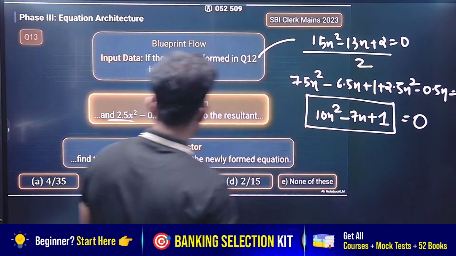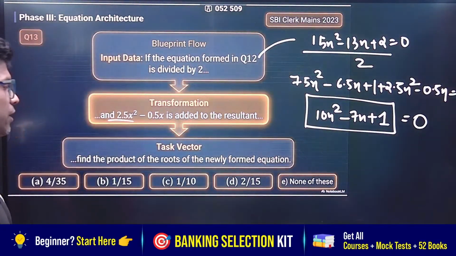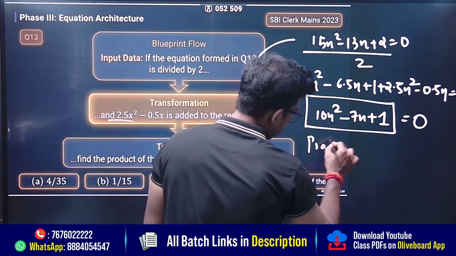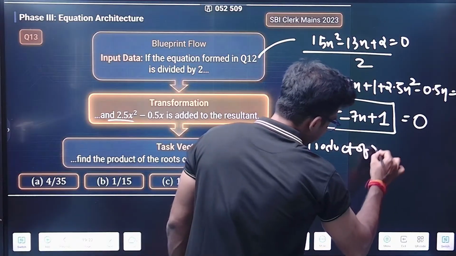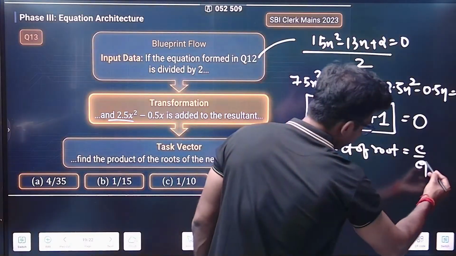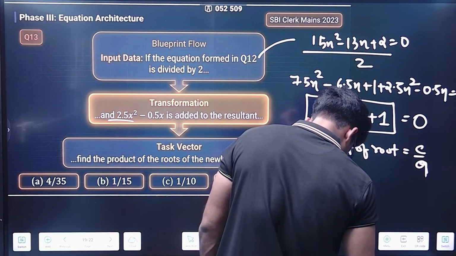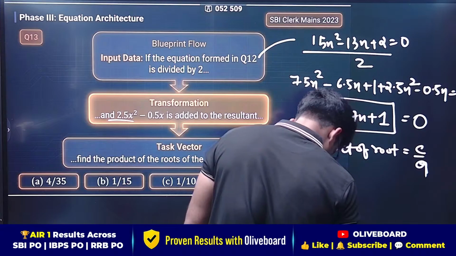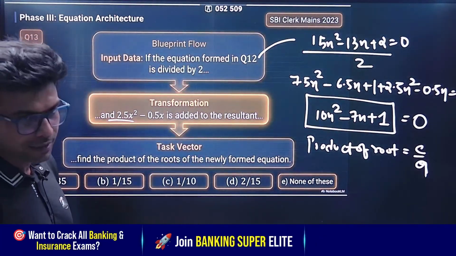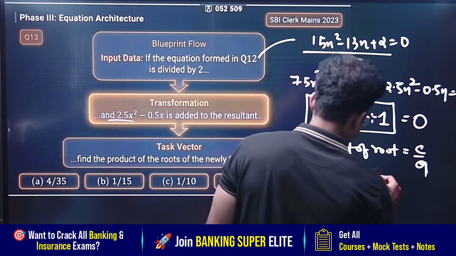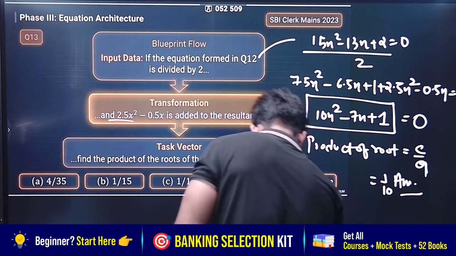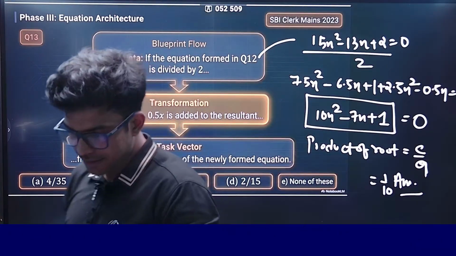Is this clear? Find the product of the roots of the newly formed equation. What is the product of the roots? Product of roots is C by A. C by A means what? 1 by 10. So my answer is basically 1 by 10. Is this clear, everyone?